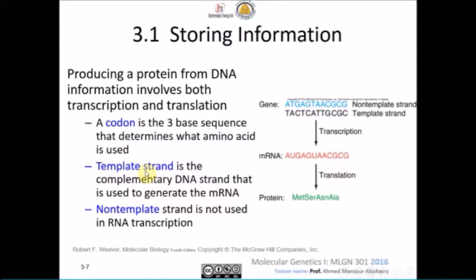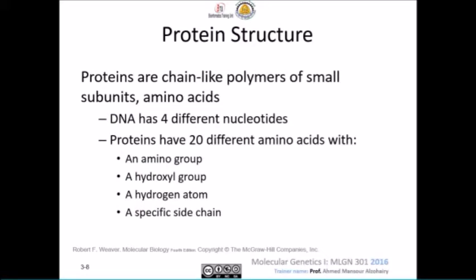The DNA has two different strands. A strand called the template strand is a complementary DNA strand that is used to generate mRNA, and the non-template strand is not used in RNA transcription. The template strand is used for transcription, and the non-template strand will not be used for transcription. And of course, after the transcription, the translation occurs, producing amino acids for building the polypeptide chain.